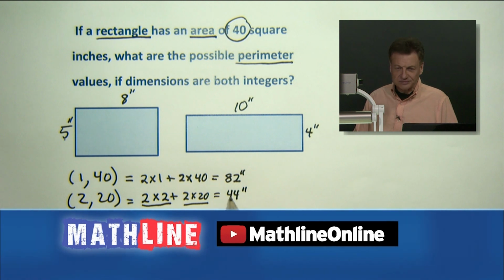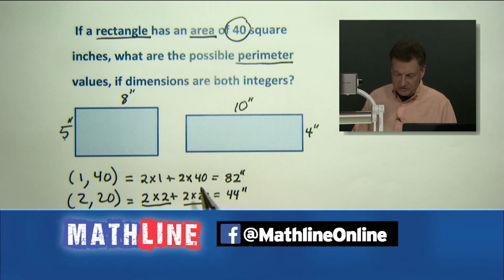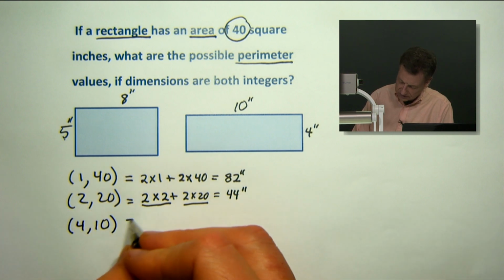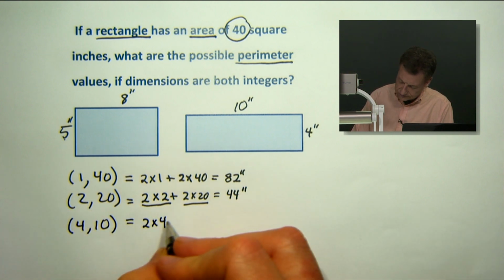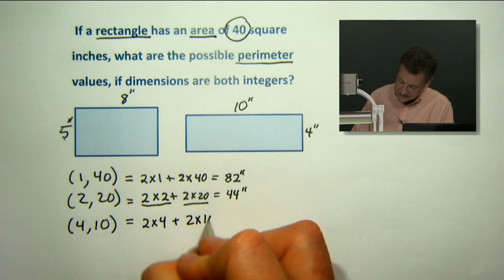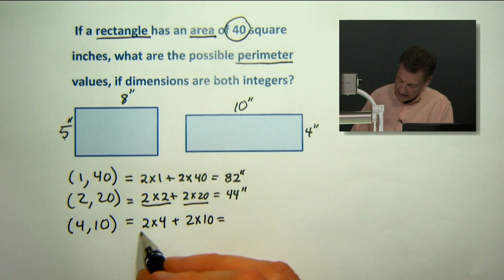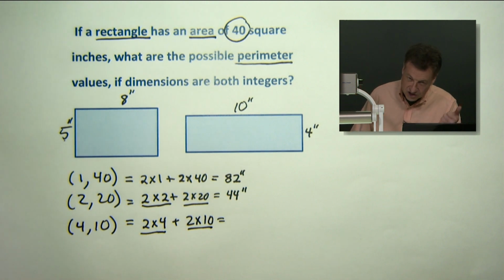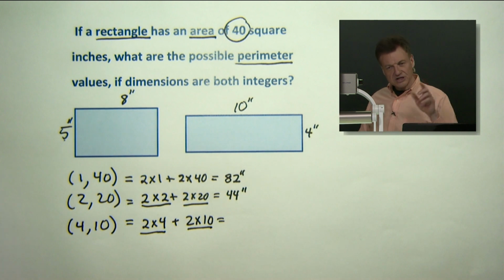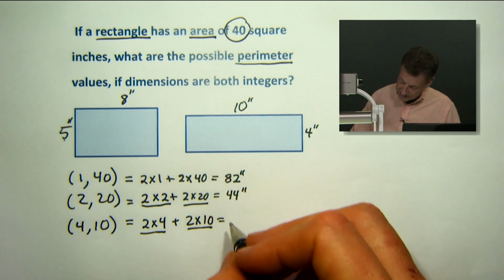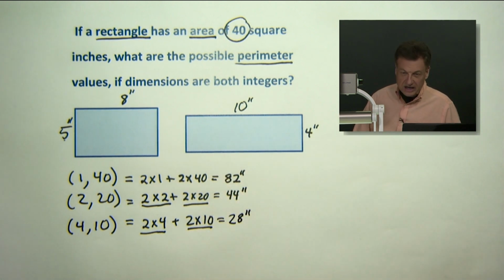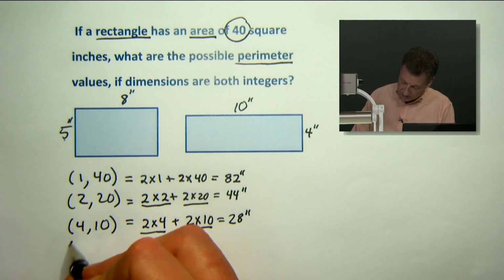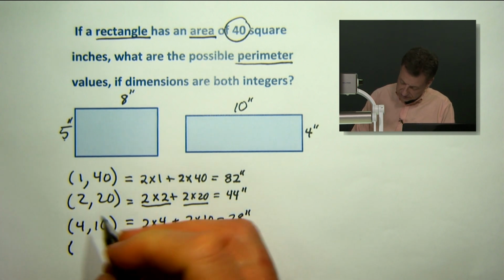Now we're getting smaller. How about these next two things we got up here? Let's see what happens when we put 4 and 10 in the mix. We're going to put 2 times 4 plus 2 times 10. And again, do that multiplication first. My Dear Aunt Sally says so. Multiplication, division come before addition and subtraction. And we have 8 plus 20. I'm seeing 28 inches working out there. And how about it? One more kickoff here. 5 and 8.